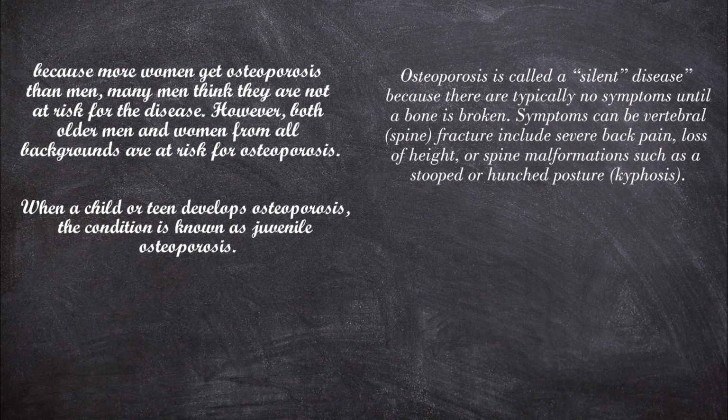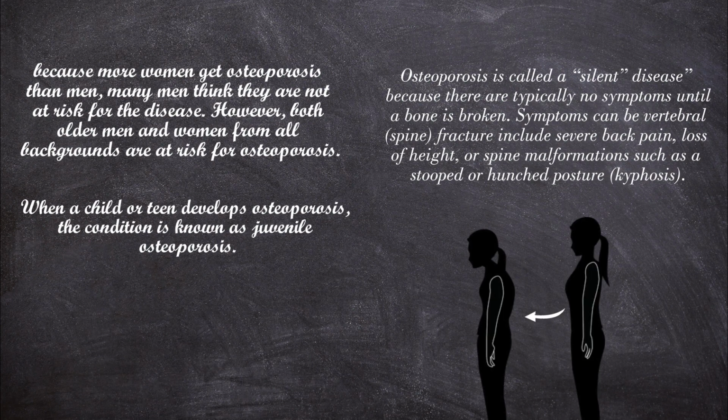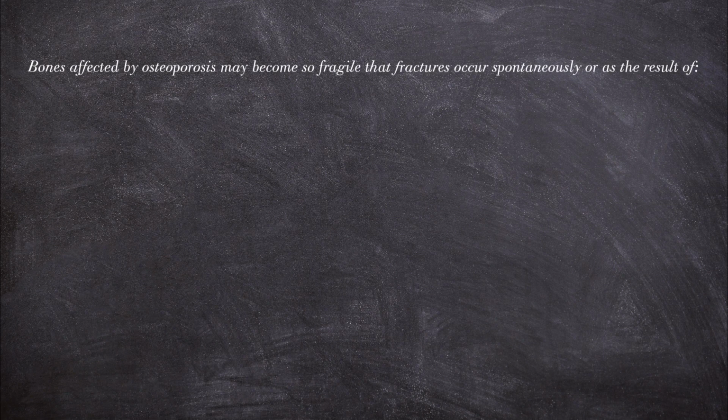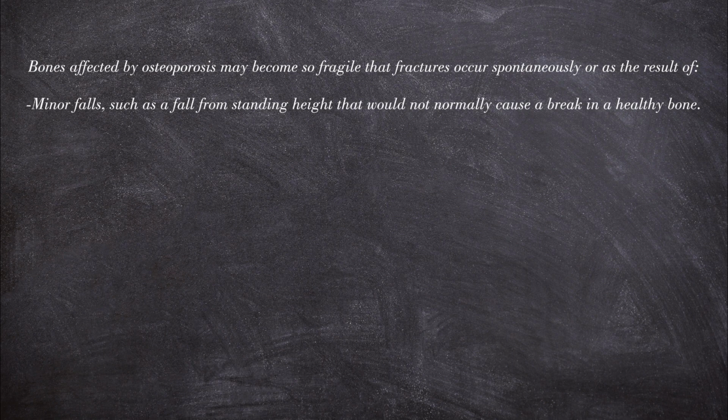Symptoms of vertebral spine fracture include severe back pain, loss of height, or spine malformations such as a stooped or hunched posture, kyphosis. Bones affected by osteoporosis may become so fragile that fractures occur spontaneously or as the result of minor falls, such as a fall from standing height that would not normally cause a break in a healthy bone, or normal stresses such as bending, lifting, or even coughing. However, breaks can also happen in other bones, such as in the arm or pelvis.